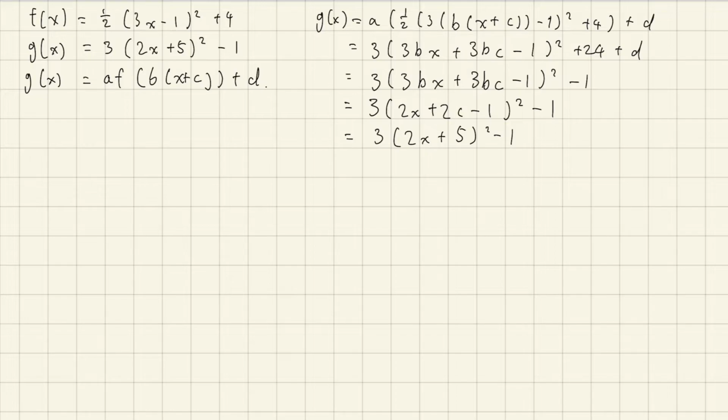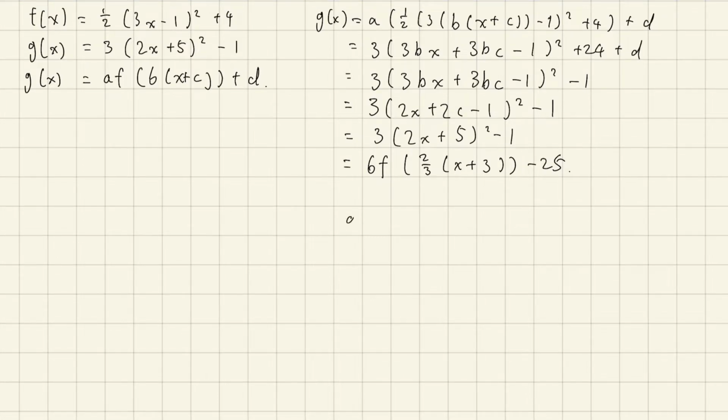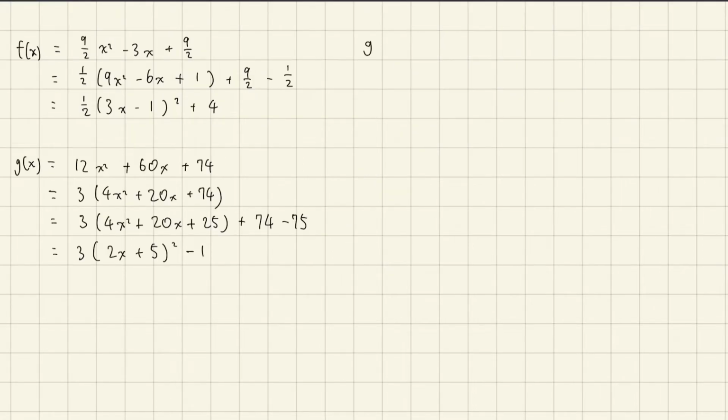Once we simplify everything to make sure that g of x is equal to its original vertex form, we come out with 6 f of 2 over 3 x plus 3 minus 25. This gives us our final answer of a equals 6, b equals 2 over 3, c equals 3, and d equals negative 25. Therefore, g of x equals 6 f of 2 over 3 times x plus 3 minus 25.